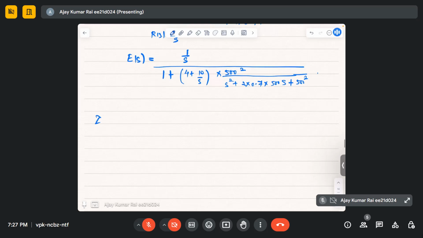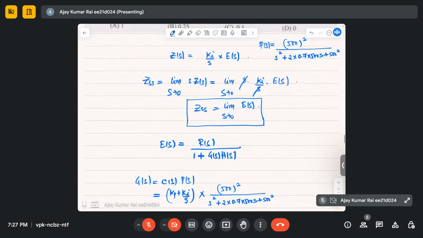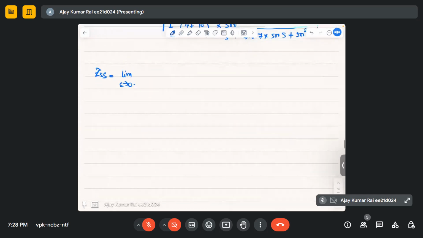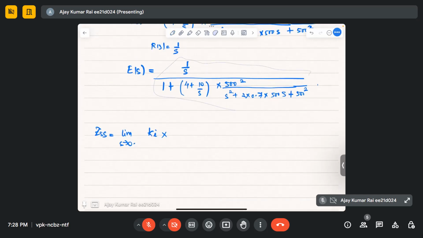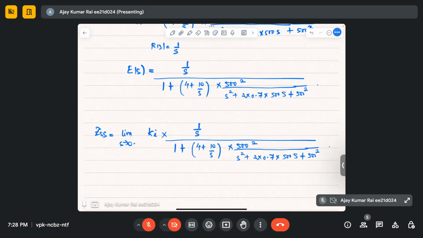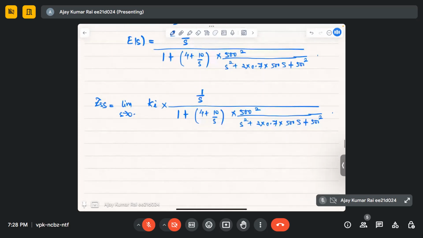So ZSS is equal to limit S tends to 0. Okay, so Ki was also there. Ki into E of S. So what is E of S? The same, this value. And Ki is equal to 10. Okay, so let me just simplify and we'll just put the limits.